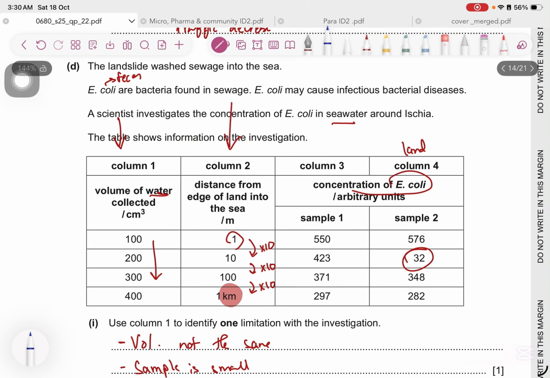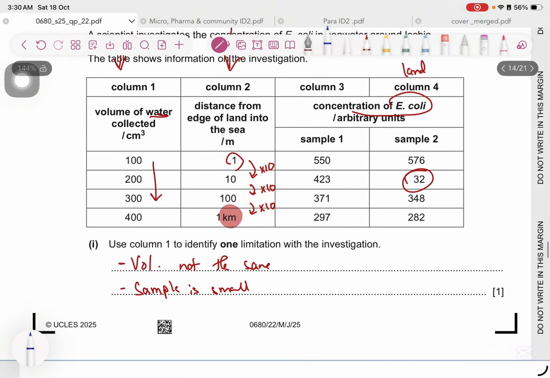The scientist investigates the concentration of E. coli in seawater around Ischia. The table shows the information of the investigation. You got column 1 talking about the volume of water collected. The column 2 is talking about the distance from edge of land into the sea.